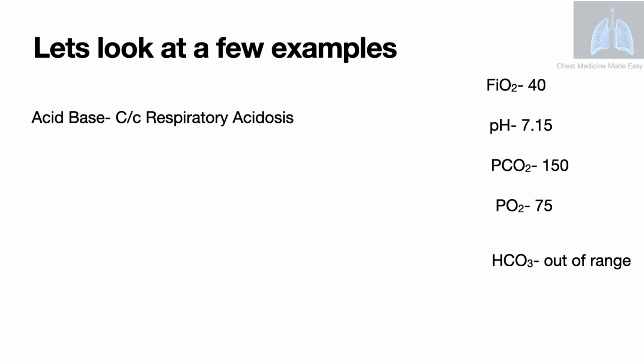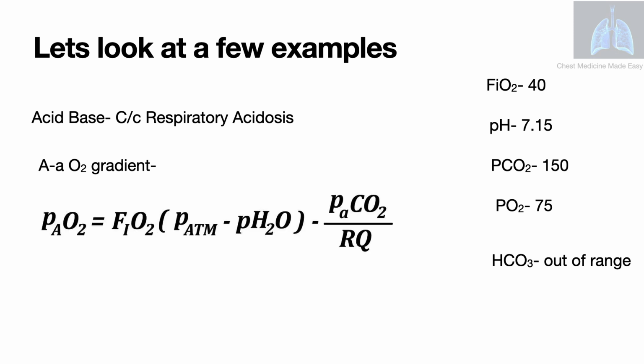So if you would recall in the first videos, this is a chronic respiratory acidosis. We will not go into detail because we will only focus on the oxygenation in this video. The AaO2 gradient here, this is the alveolar gas equation, which would be the FiO2, which here is 40. This is represented in decimals, so here it will be 0.4.